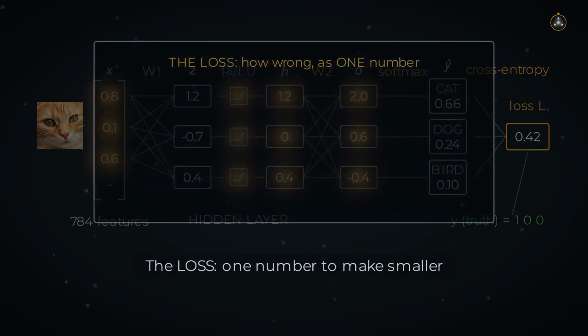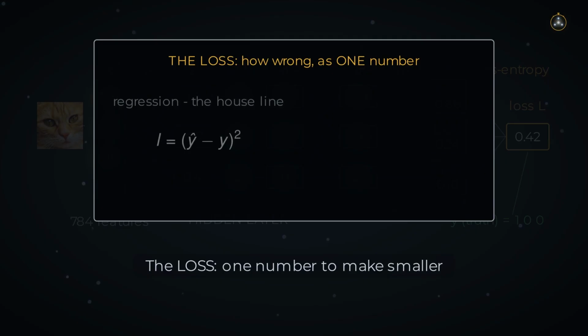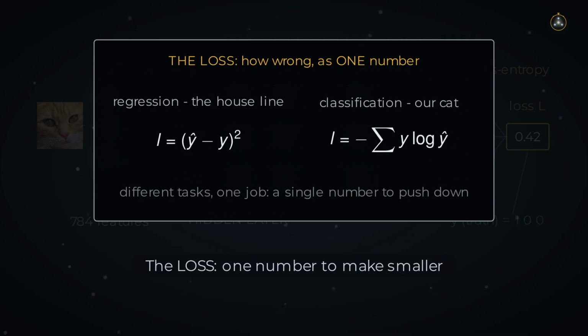Look at the loss box. For house prices, we use squared error. For classification, cross-entropy. Different formulas, one job: measure how wrong we are in a single number. Training means making it smaller.